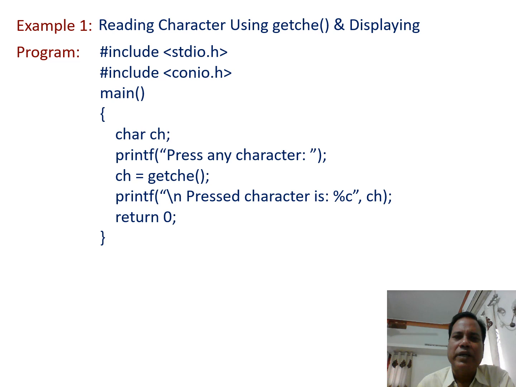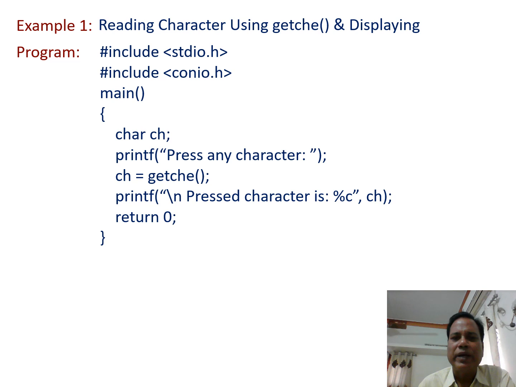So this is an example program. In this example program, we see that we are including two header files. These two header files are included because of the functions we are using in our program. Some functions are present in the conio.h file, and another function is present in the standard input output .h header file.